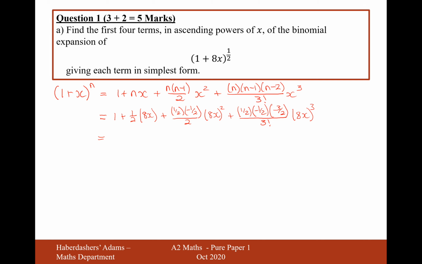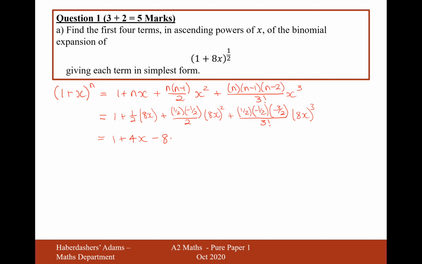Okay, so let's now simplify. The first bit's going to be a half times 8, which would be 4x. The next bit's going to be minus, because we have the minus in the term here. So it's going to be a half times a half times another half times 8 squared. I'll do that all on my calculator, and I'm back at 8.